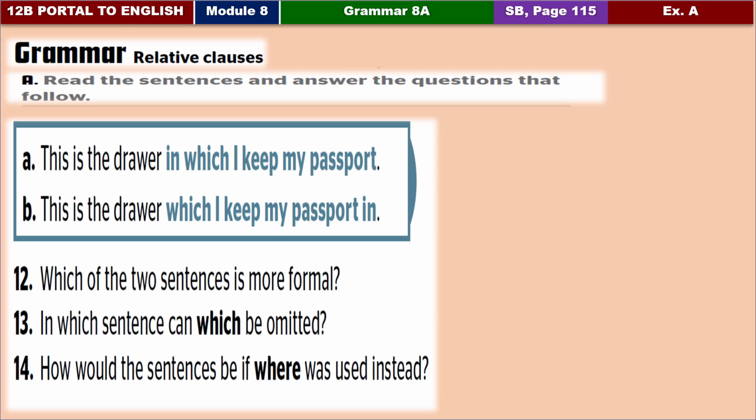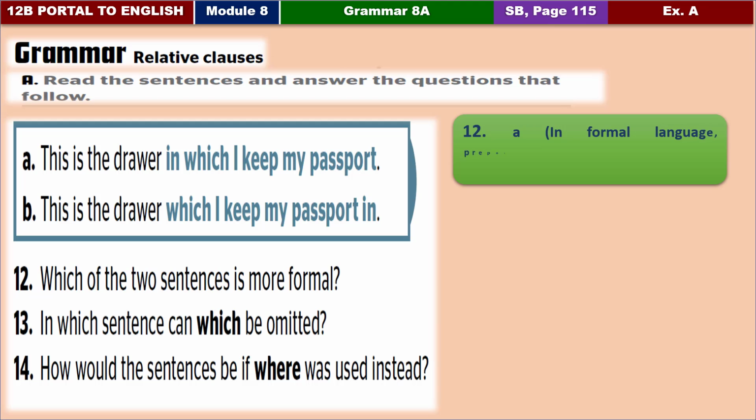Again, pause the video, do the questions and play the video again to check your answers. Here are the answers. 12. Which of the two sentences is more formal? Yes, sentence A, because in formal language, prepositions appear at the beginning of the relative clause. In which? Okay, what about question 13?